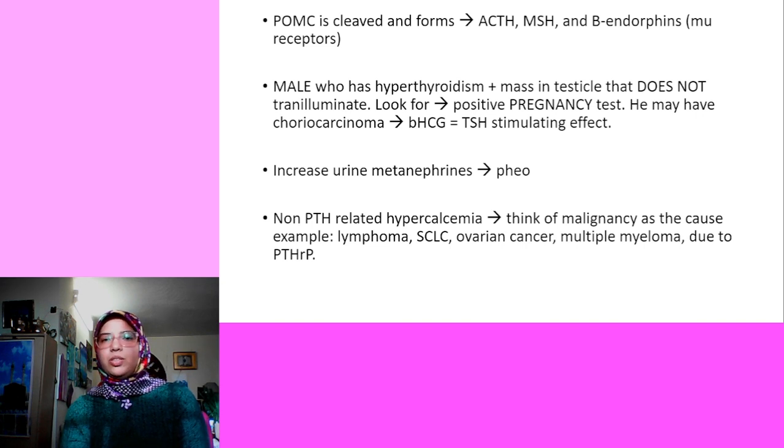Increased urine metanephrines are seen in pheochromocytoma. Non-PTH related hypercalcemia, think of malignancies as the cause. Like we said, what are the malignancies that can cause hypercalcemia? Lymphomas, small cell lung cancer, ovarian cancer. Keep in mind multiple myeloma. The key thing that's causing all this is called PTHrP, or PTH related peptide.